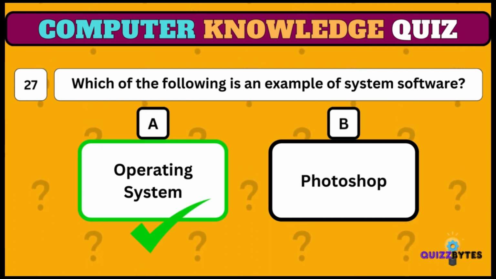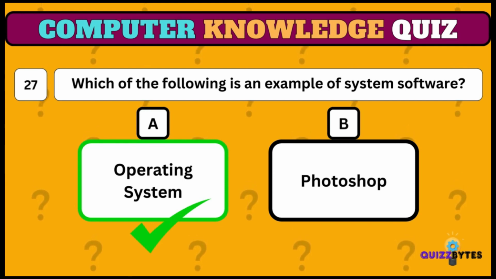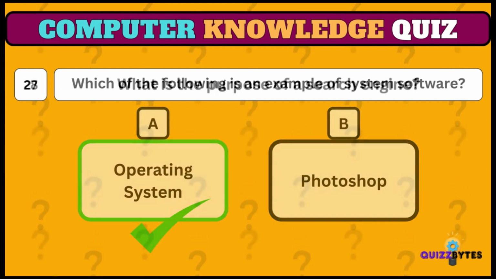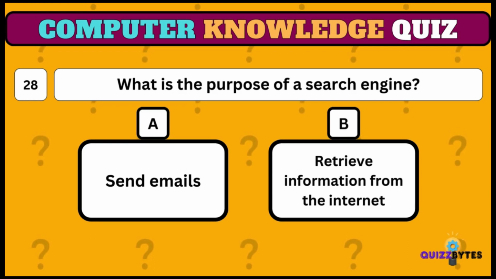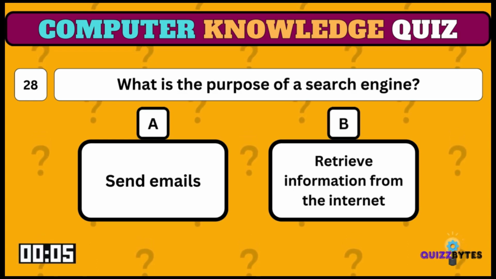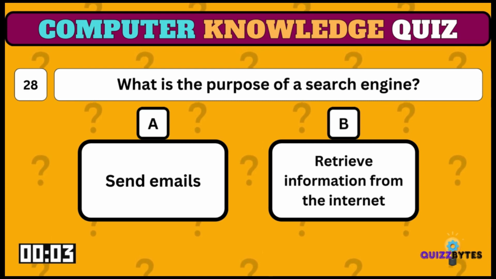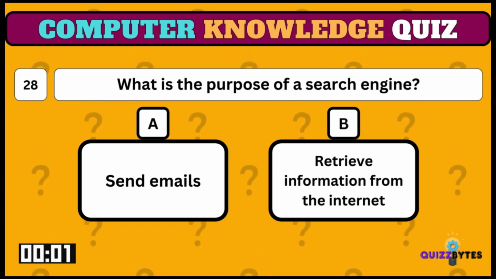Right on target. An operating system, such as Windows, Mac OS, or Linux, is an example of system software that manages computer hardware and provides a platform for running applications. Proceeding to question 28. What is the purpose of a search engine? A. Send emails or B. Retrieve information from the internet?